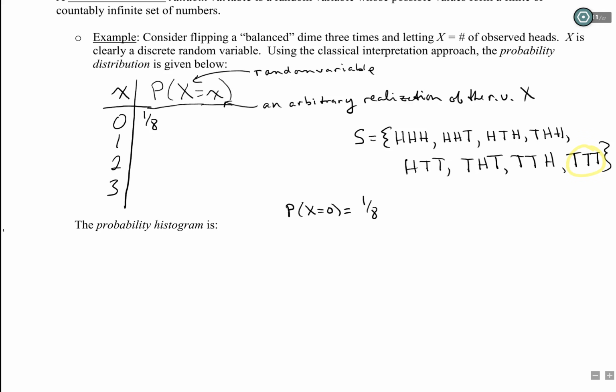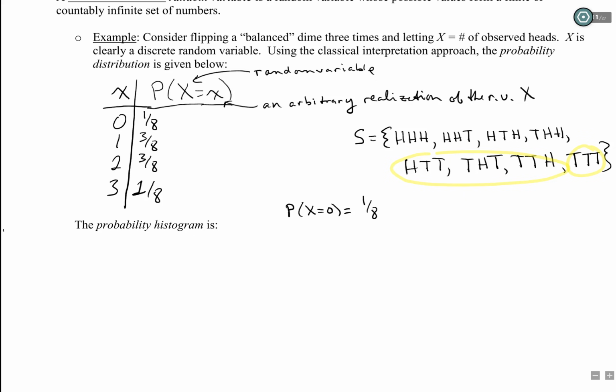Now what about for X to be 1? What's the probability that would occur? How many ways can we have 1 head? That occurs in these 3 ways, so this probability is 3 out of 8. And then if you look further, you see this probability is 3/8. And then lastly, this probability is 1/8.